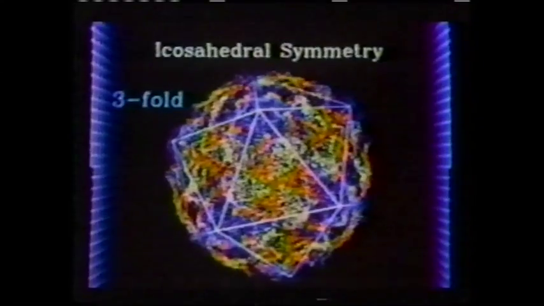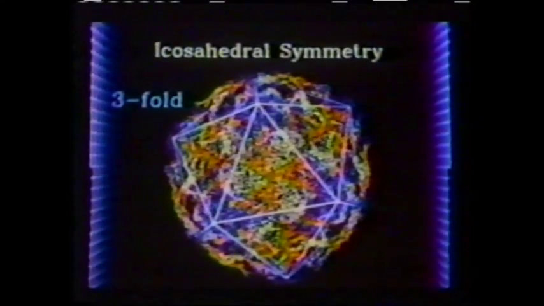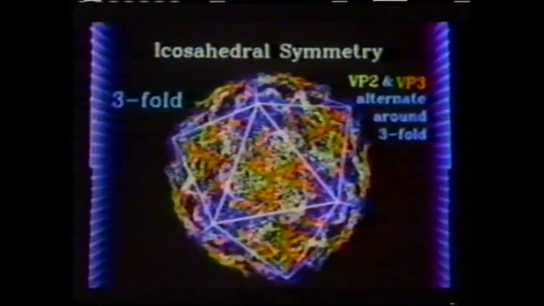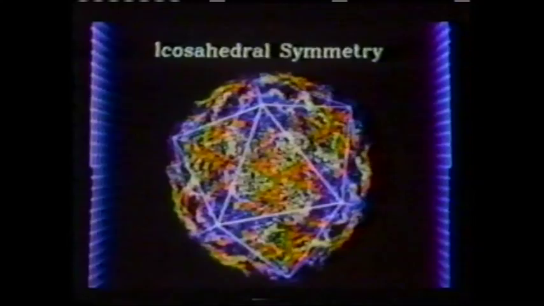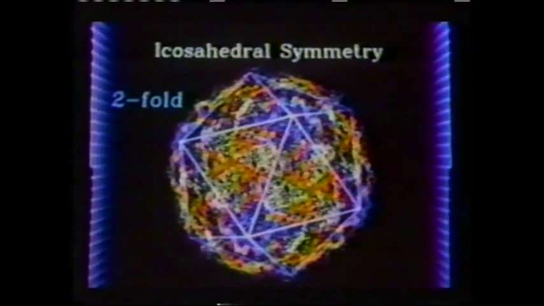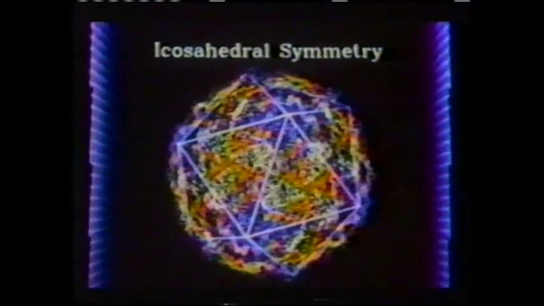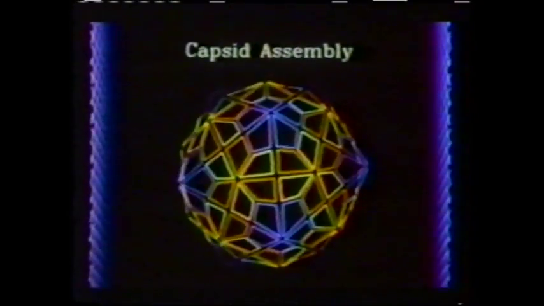The 3-fold axes extend outward from the 20 triangular faces of the icosahedron. VP2 and VP3 alternate around the 3-fold axes of the virus particle. The 2-fold axes extend out of the center of each of the 30 edges of the icosahedron. The icosahedron and its axes of symmetry serve as convenient landmarks in describing the structure.